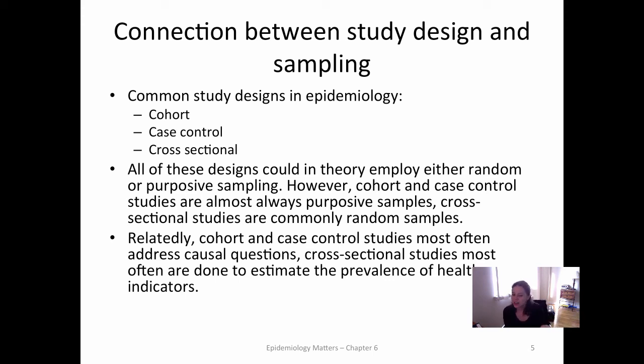Cross-sectional studies really aren't done to estimate causal effects of exposures on outcomes. Usually they're done to estimate the prevalence of different health indicators. Usually we would just want to know the burden of disease in populations, so we do a cross-sectional study.